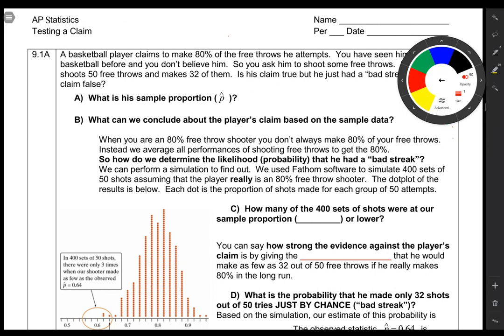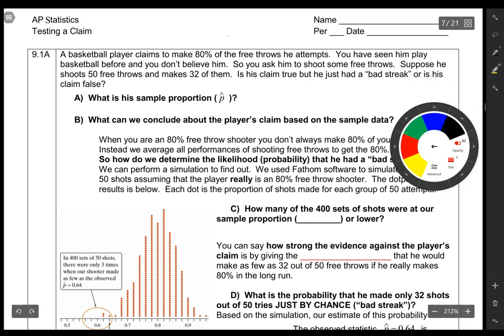Here is a sample situation that introduces a claim. A basketball player claims to make 80% of the free throws he attempts. You have seen him play basketball before and you don't believe him. So you ask him to shoot some free throws. Suppose he shoots 50 free throws and makes 32 of them. Is his claim true, but he just had a bad streak, or is his claim false? Okay, we will answer all of these prompts and come up with a decision about his claim being true.